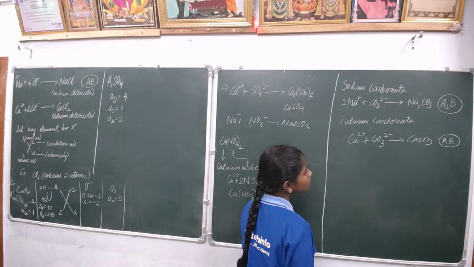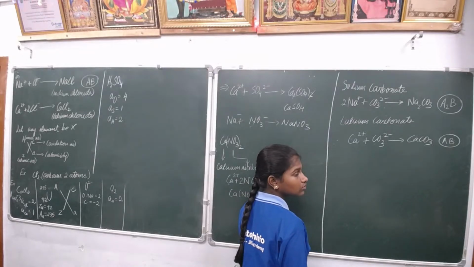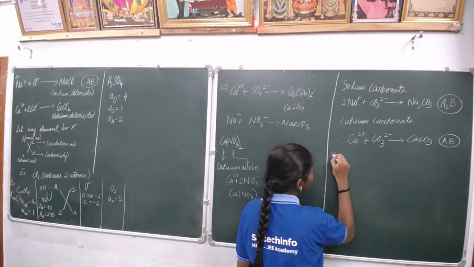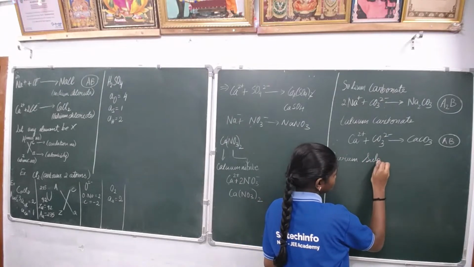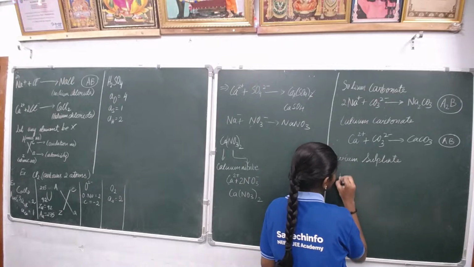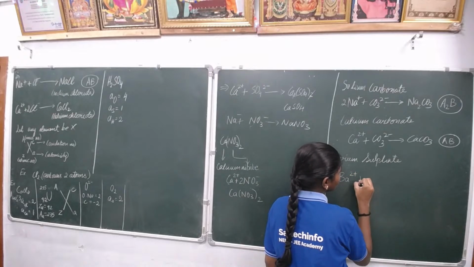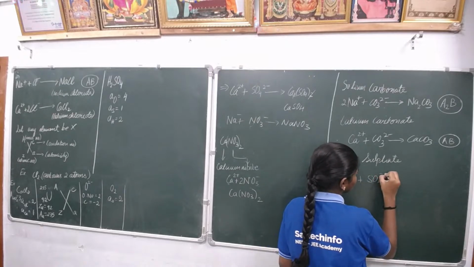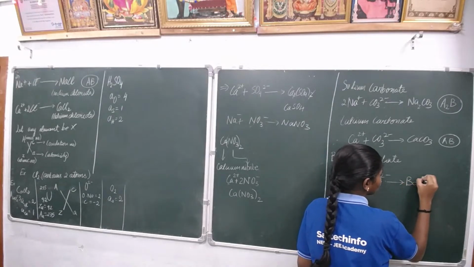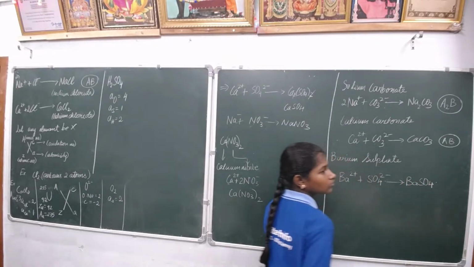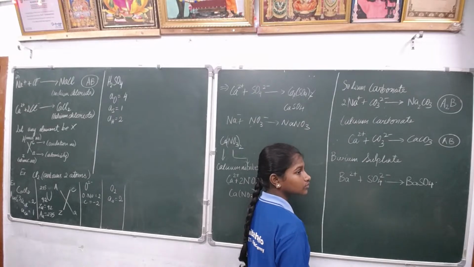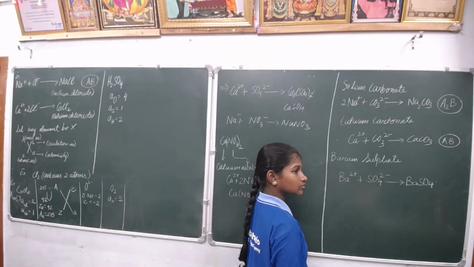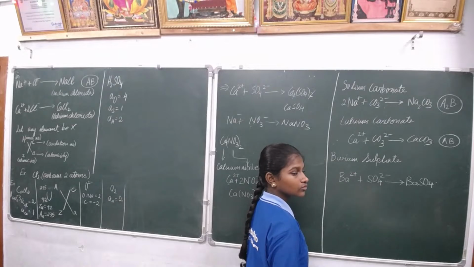Then similarly, I have got barium sulfate. Can you write the molecular formula for this? Ba2+ plus SO4 2-. Very good. So both of them are 2 plus and 2 minus. Straight away you can put BaSO4.